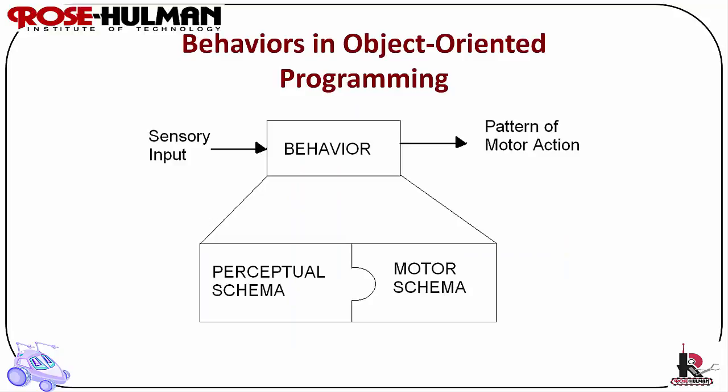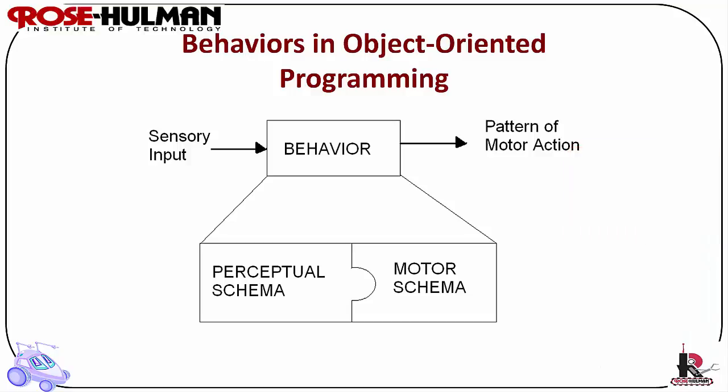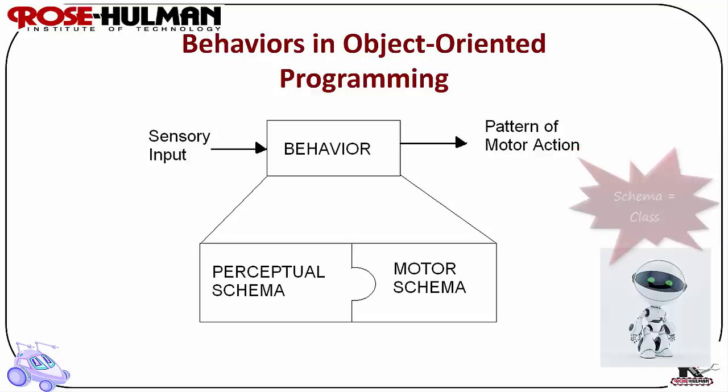Behaviors in object-oriented programming. The objects consist of data and methods, attributes and operations. A schema consists of both the knowledge of how to act and or perceive. And in a programming language, this would be called like the class. The schema class has an optional method called a coordinated control program. The coordinated control program is a function that coordinates any methods or schemas in the derived class. Schema class has a behavior, motor schema, and perceptual schema.